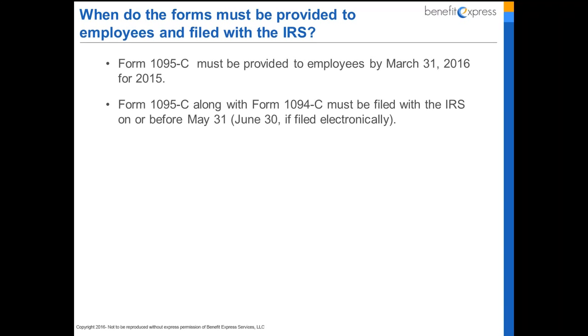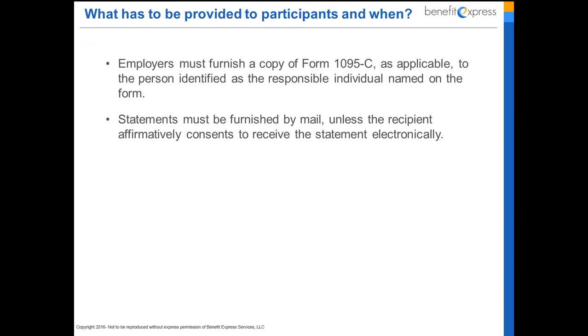The 1095C must be provided to employees by March 31st of 2016 for 2015. That's the new deadline. There's no other extensions. And the 1095C must be filed with the IRS on or before May 31st if you're doing it on paper, or June 30th if you're doing it electronically. So, employers must furnish a copy of the 1095C as applicable to a person identified as a responsible person in the form. That's the employee. Statements must be filed by mail unless the recipient, the employee, consents to receive it electronically, so you have to get their consent.